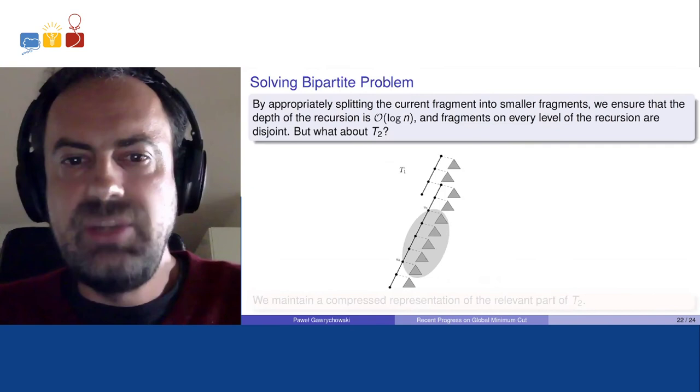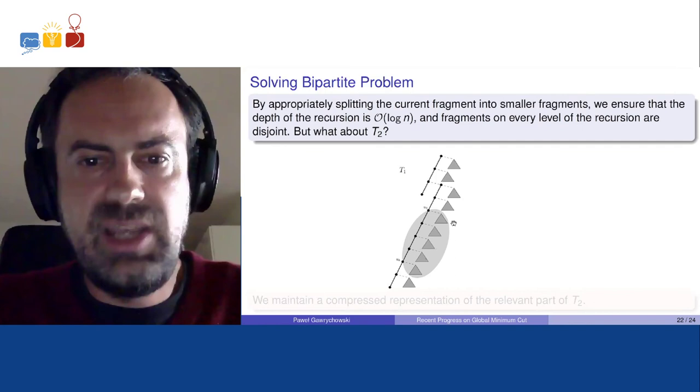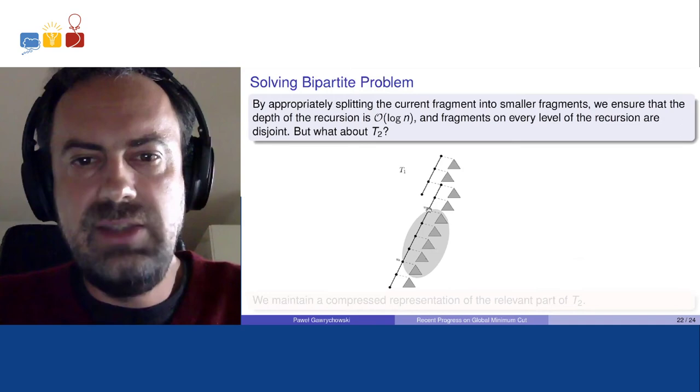But it turns out that we can use the same trick of sparsifying the tree. So let's think about a fragment. So this is one of the fragments. It's rooted at U1 and it stops at UK. This is one of the heavy paths. So the fragments always look like that, and there are things hanging off this heavy path. So this gray area is the current fragment.